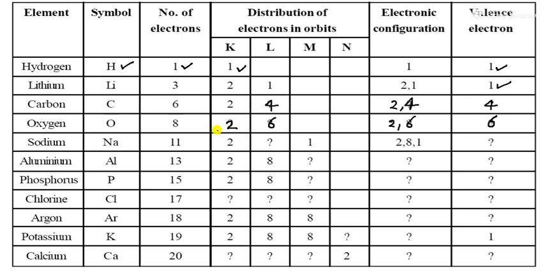So it is valence electron. What about sodium? Sodium is 2, and here is 8 and 1. So the electronic configuration is 2 8 1. So the valence electron is only 1. In the outermost shell, only 1 electron is here.